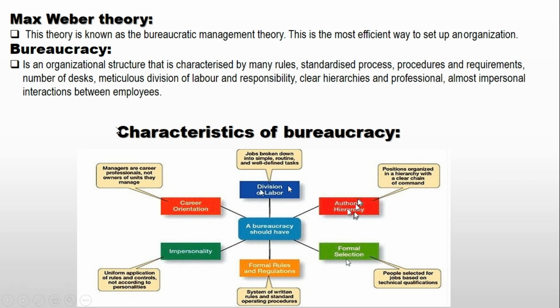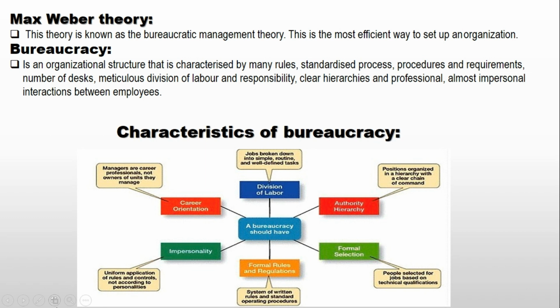The third one is formal selection. With formal selection, we are saying that people are selected for the job based on technical qualifications. The fourth one is formal rules and regulations. It simply means that every organization has to have rules and regulations that need to be followed by each and every person in that organization. So, systems of written rules and standard operating procedures.